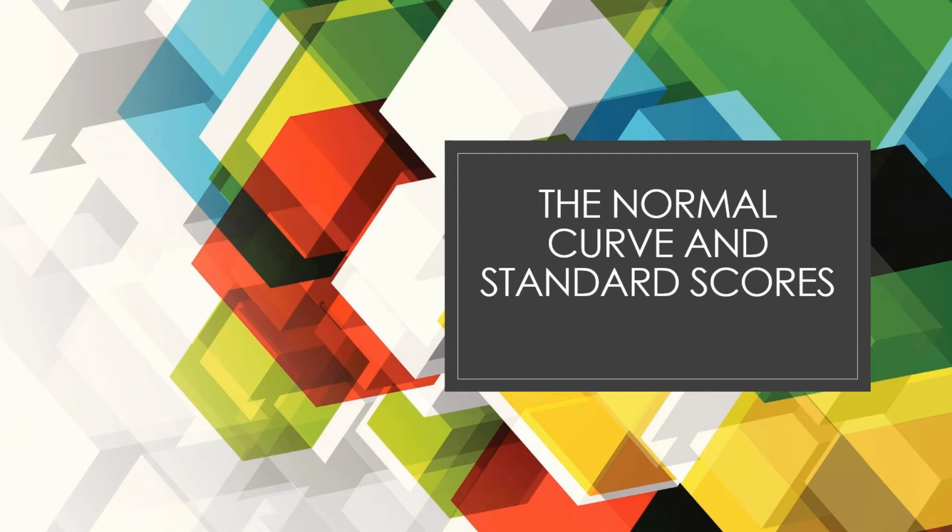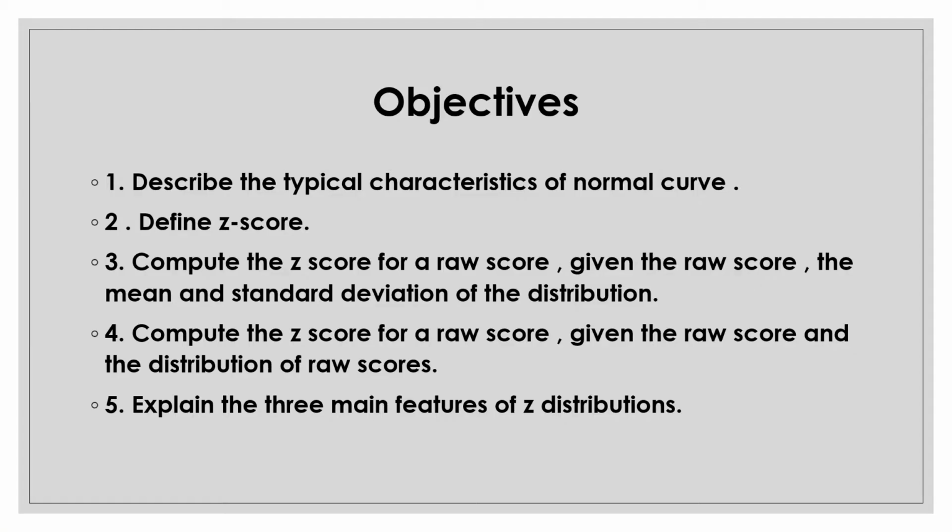Good day, class. Today we're going to discuss the normal curve and standard scores. For our objective, we're going to describe the typical characteristics of the normal curve, define z-score, compute the z-score for a raw score given the raw score, the mean and standard deviation of the distribution, compute the raw score given the z-score and the distribution, and explain the three main features of the standard normal curve.